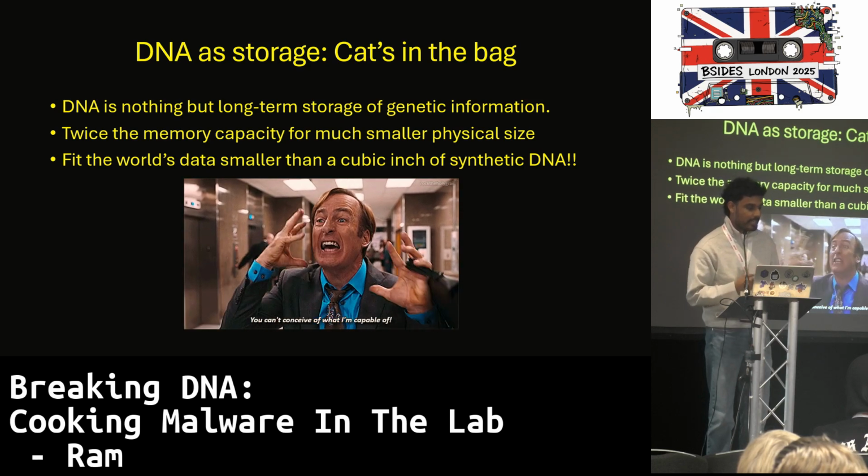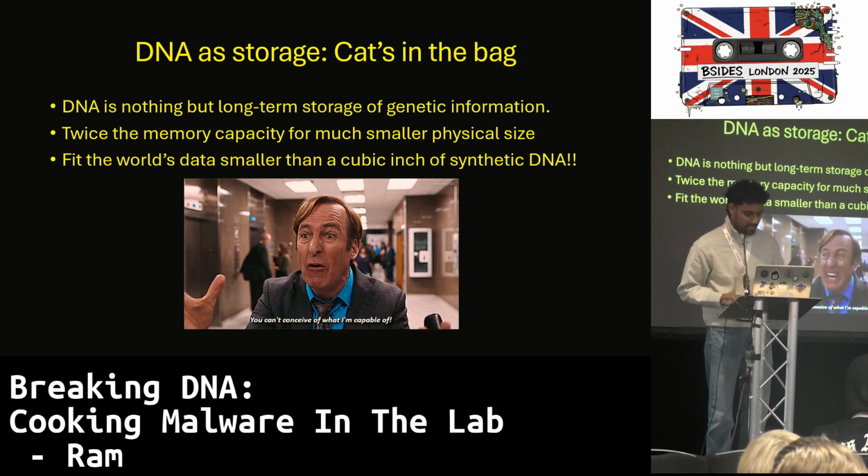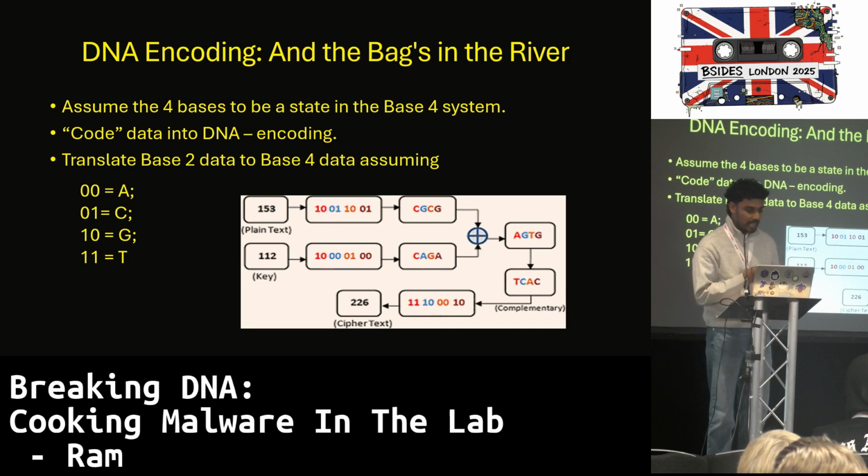So I'm going to use a base 4 system where A, T, G, C again, and I'm going to assume A is going to be 0, 0, C is going to be 0, 1, G is going to be 1, 0, and T is going to be 1, 1. So that's how I'm going to proceed.